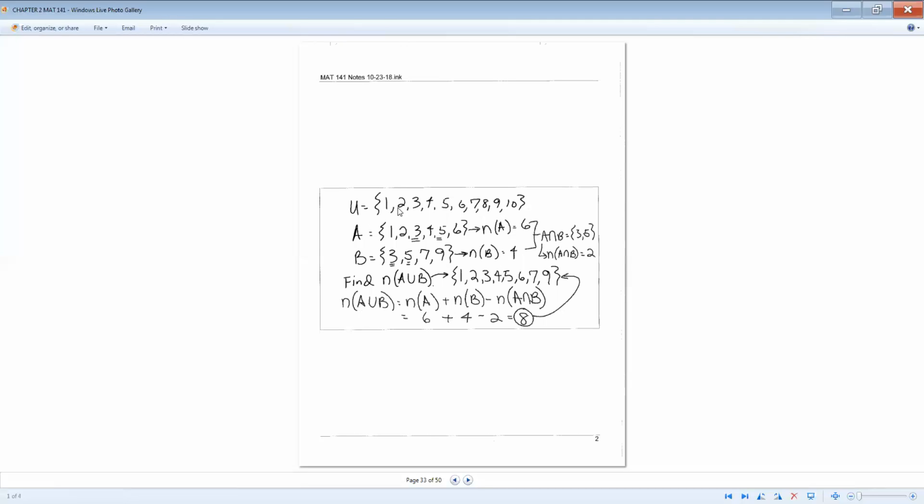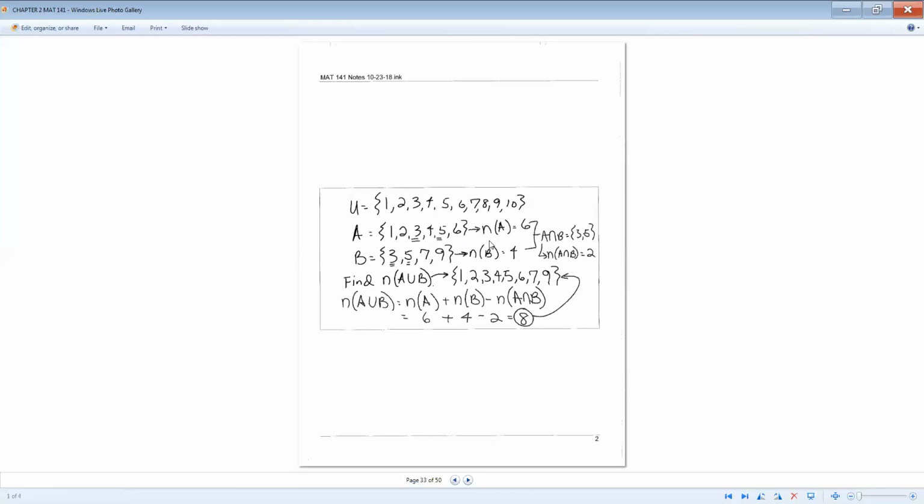So another example, or just applying an example to what we just talked about, the universe 1 through 10. A, we have 1 through 6, so the cardinal number of A is 6. B, 3, 5, 7, 9, the cardinal number of B is going to be 4. So if you look at what we're trying to find, we want to find the number of elements in the union of A and B.